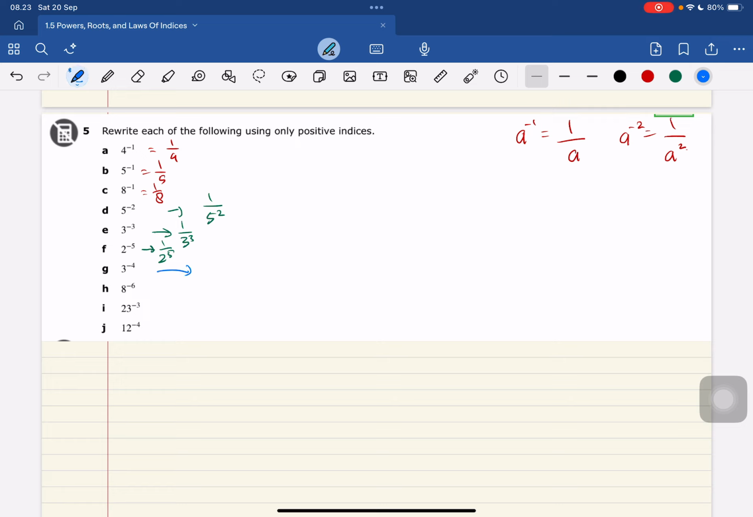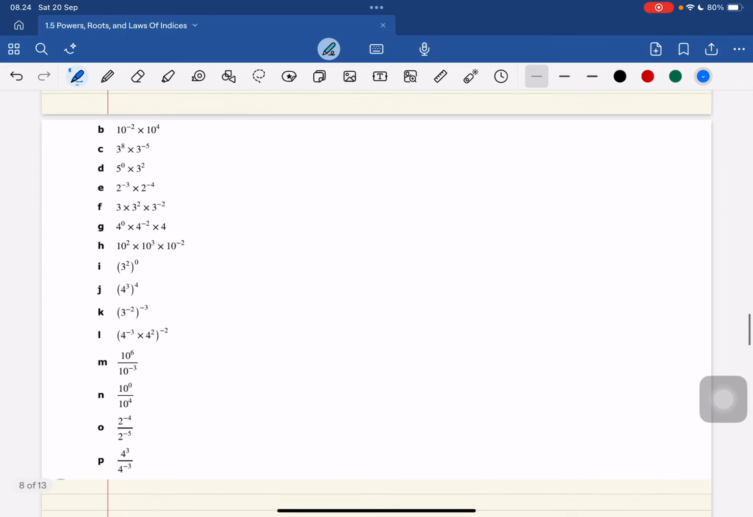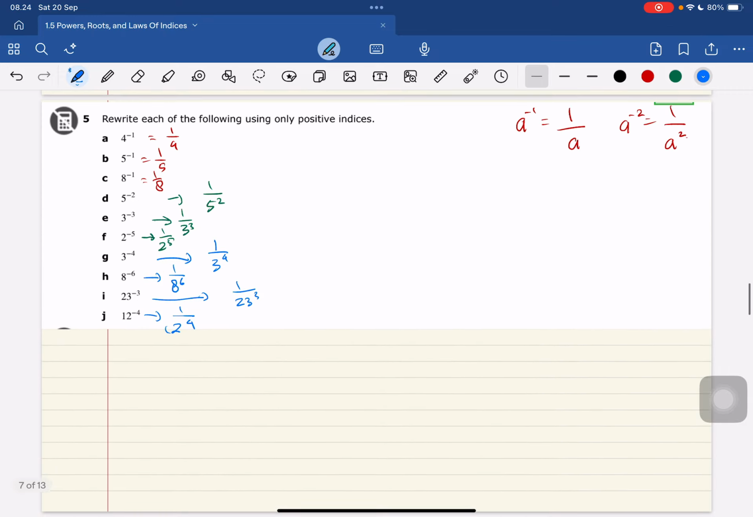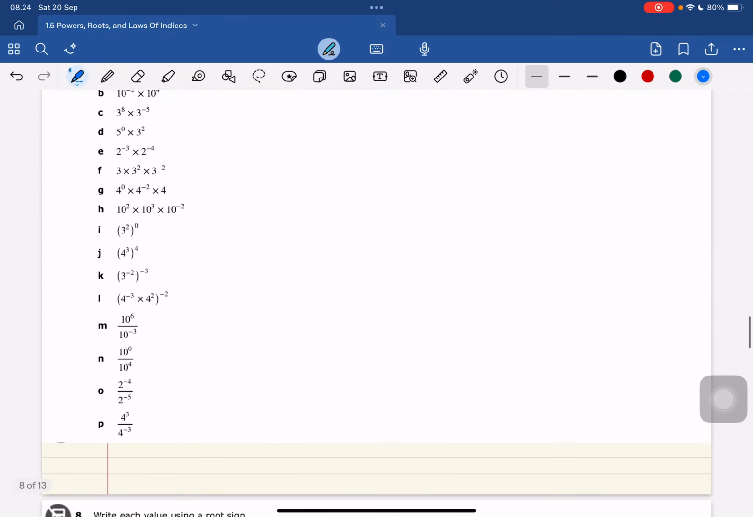Next, this is going to be 1 over 3 power of 4. It's going to be 1 over 8 power of 6. This is going to be 1 over 23 power of 3. And the last is 1 over 12 power of 4. Okay, there it is. Next number.